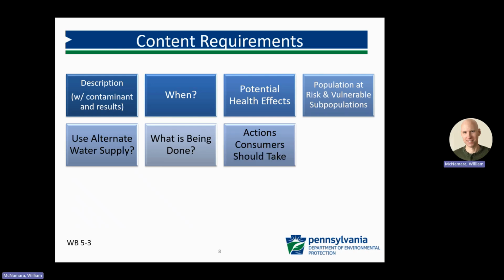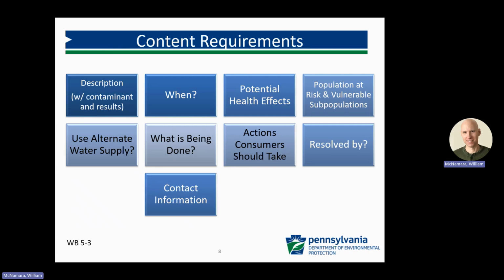And the notice must direct the consumers to take any specific actions if necessary, like boiling the water. It must also inform the customers when the system expects to have the issue resolved or when it was resolved. And the notice must include contact information for someone at the system that consumers can contact with any questions regarding the notice. And then finally, the public notice must include a statement that encourages consumers to distribute the notice further to others that may not have received it, such as people residing in apartments or nursing homes if they didn't get it directly.